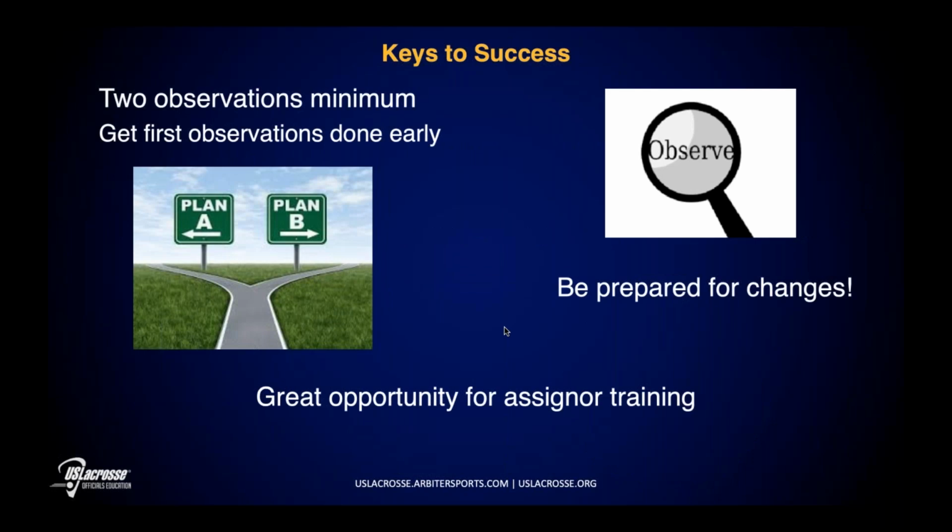Keys to a successful observation program. It is ideal to observe participants at least 2 times in order for us to see some improvement. We'd like to ideally get the first observation done early in the season, give that participant time to work on their game, and then see them at least 1 or 2 other times so that we can see the improvement that they have made. Spread them out if possible. Remember, changes will happen as they work over time.